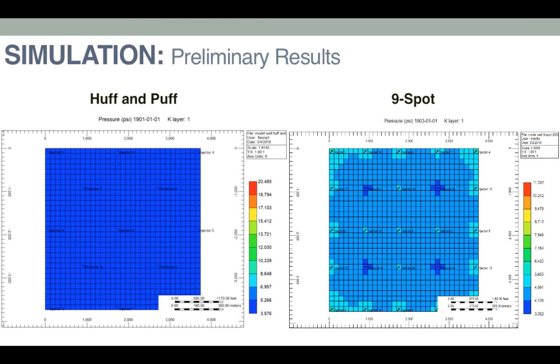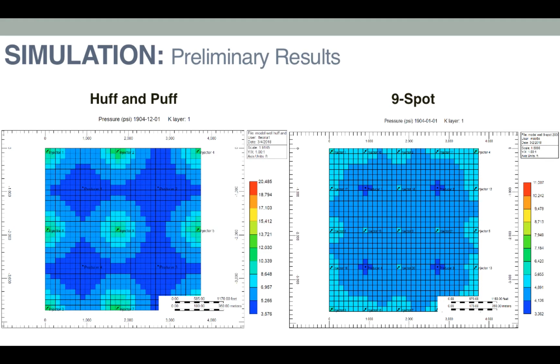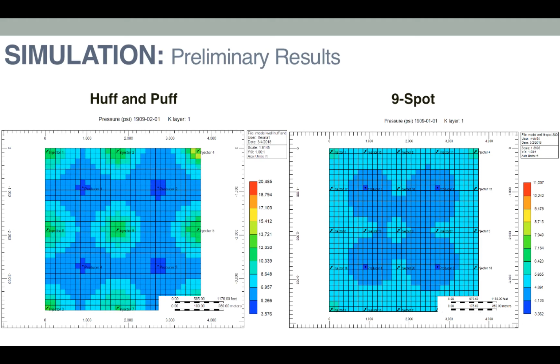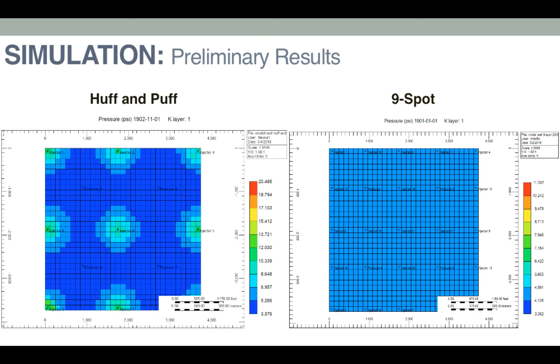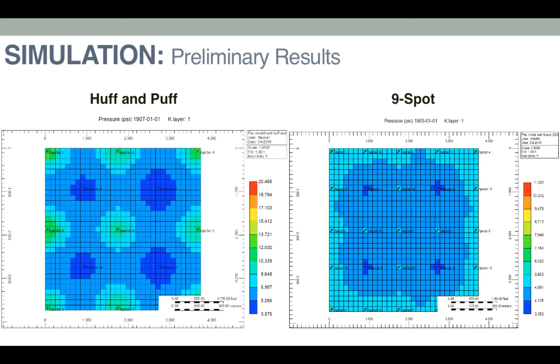For the Huff and Puff injection on the left, we closed in for a month, injecting CO2 before opening again for production for 3 months. We continued this process for the entire 10-year life of the well. For the 9-spot pattern on the right, we can see a more uniform pressure regime. Both of these patterns produce the least effective sweep efficiency and recovery factors.